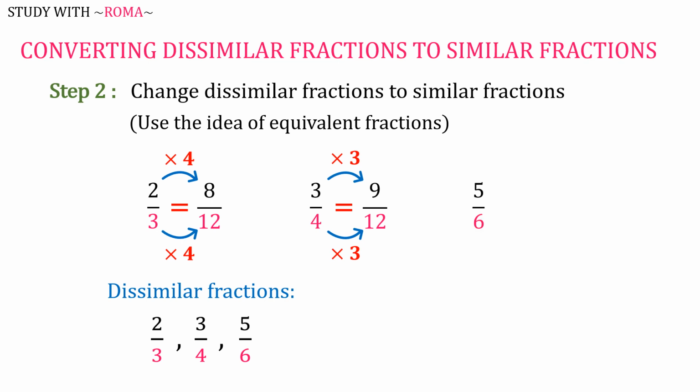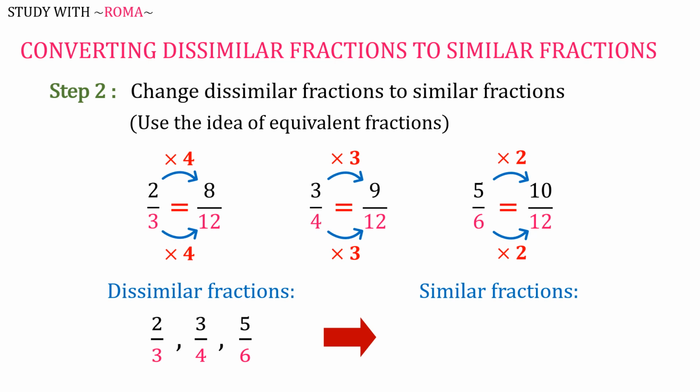Lastly, 5/6. To change this into a fraction with 12 as denominator, multiply the numerator and the denominator by 2. 5 times 2 equals 10. 6 times 2 is 12. We can now write 5/6 as 10/12. We now turned the dissimilar fractions 2/3, 3/4, and 5/6 to similar fractions, which is 8/12, 9/12, and 10/12.